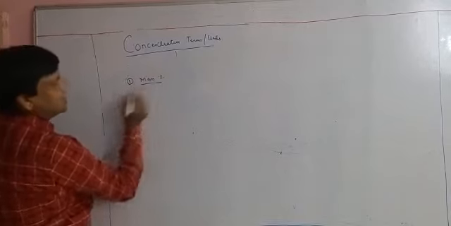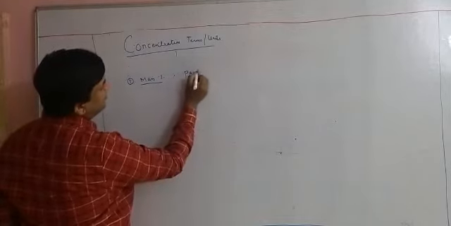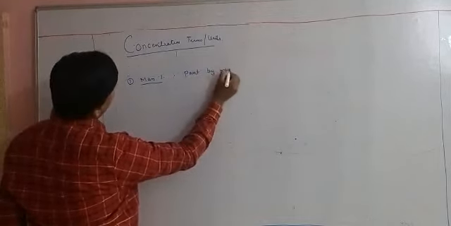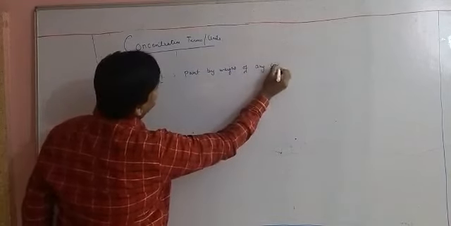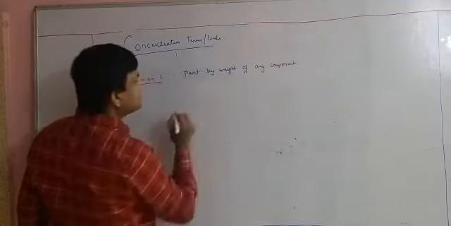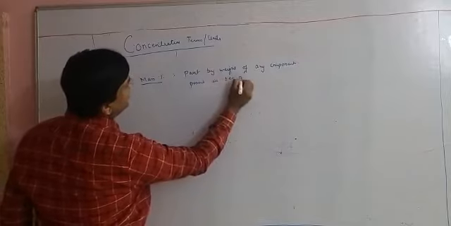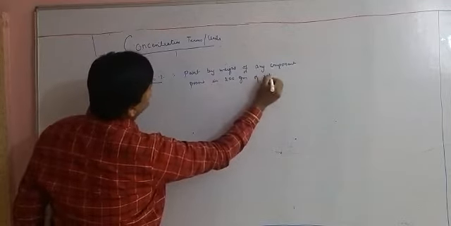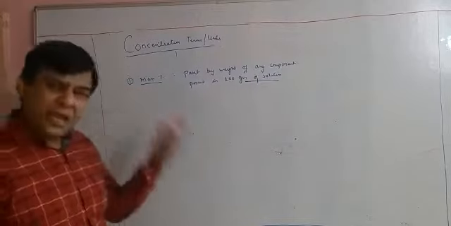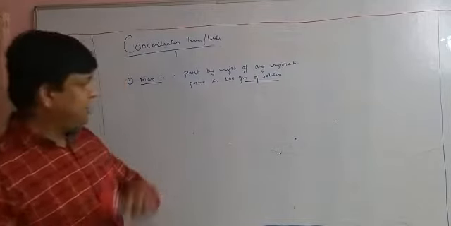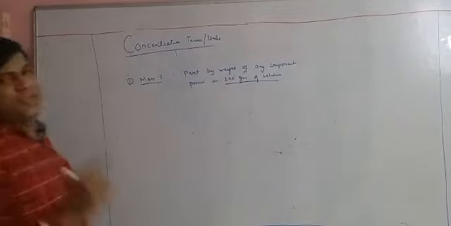What is mass percent? We can define mass percent as the part by weight of any component present in 100 gram of solution. Part by weight of any component, it may be solute, it may be solvent, which is present in 100 gram of the solution is called mass percent.